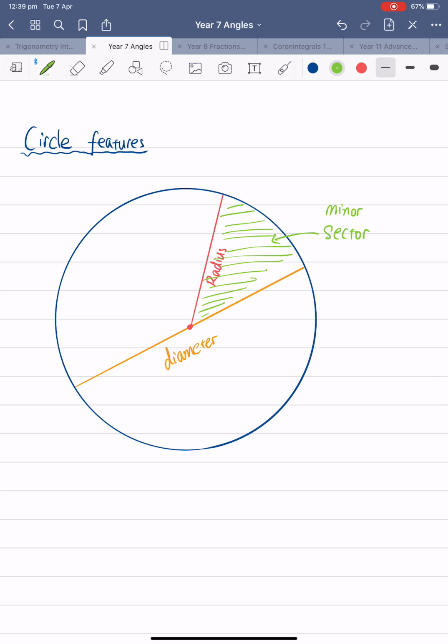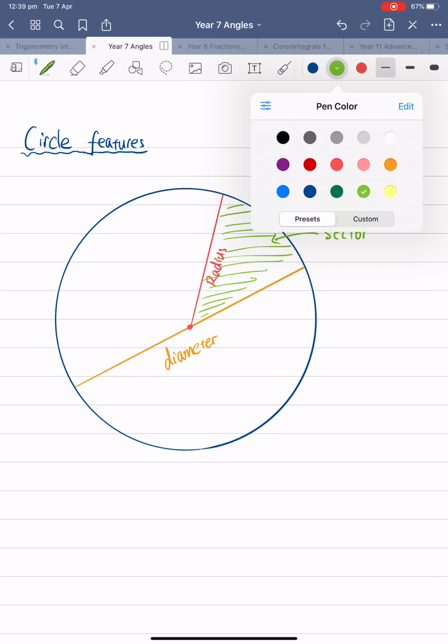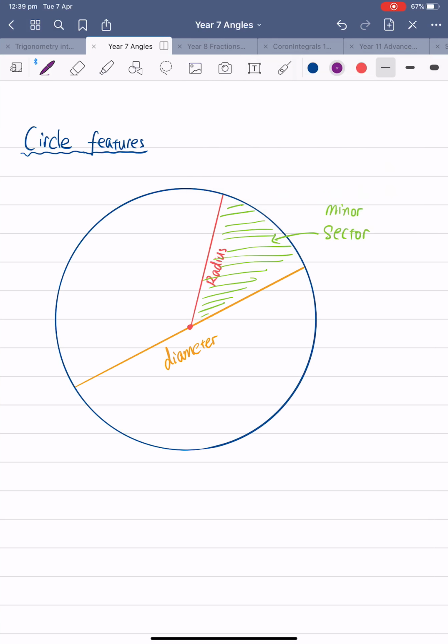Now what else do we need to know? How about if we connect 2 points? The first point is here, the second point is there. If we just connect 2 points on the circumference of the circle, what is the name of that interval? We call that interval a chord. So a chord is just a line interval joining 2 points on the circle.